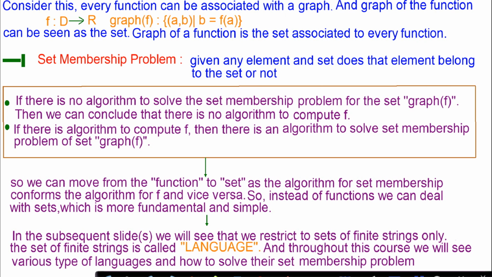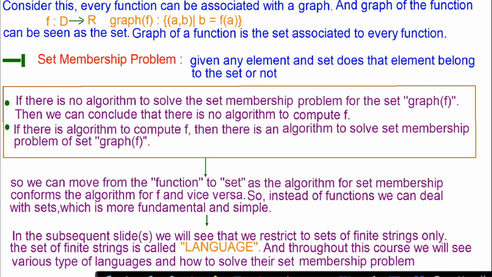What we are trying to establish here is that the problem of whether you have an algorithm for this function is equivalent to the problem of whether you have an algorithm for the set membership problem of the set associated with this function, which is the graph of f. So we are establishing the equivalence here.